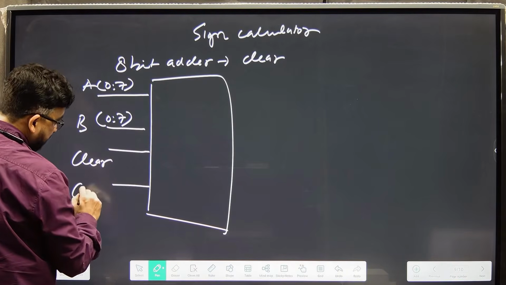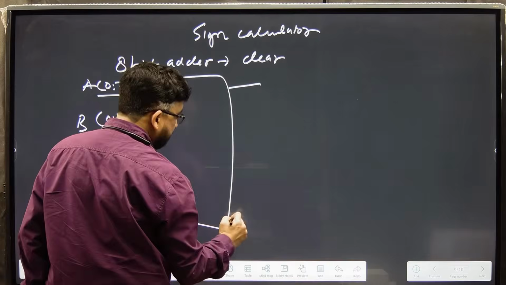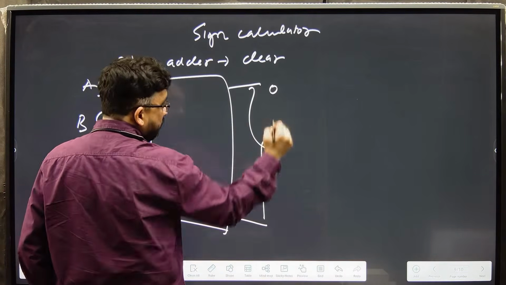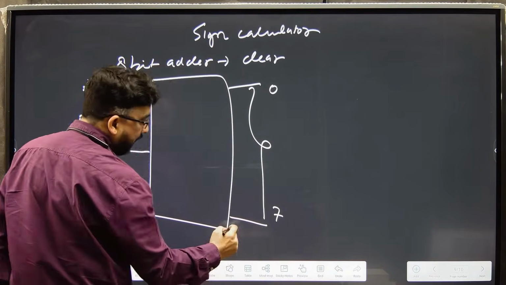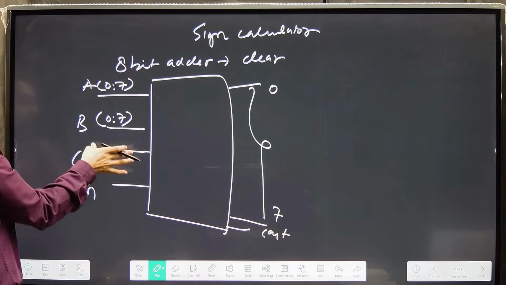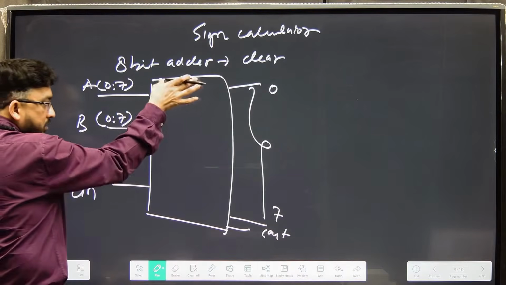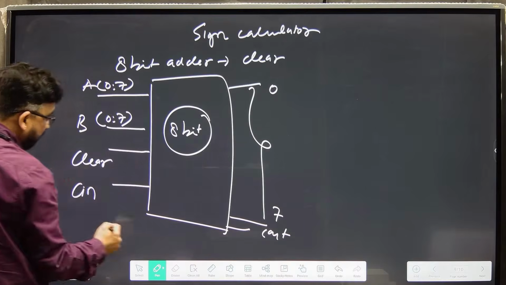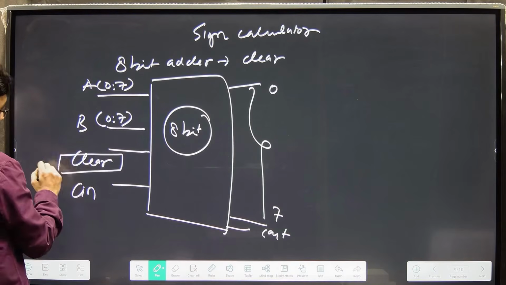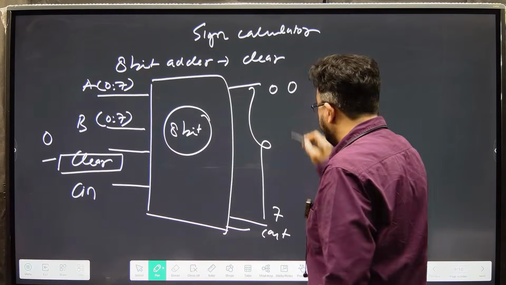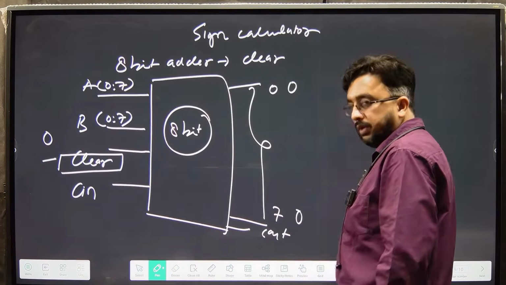And this is your scene. And you have a sum, 0 to 7. And last you have C out. So this is A7, B7, so this is your 8-bit adder. You need an 8-bit adder. So when you give a clear 0, you will not receive any output. The entire output will be 0, 0, 0, 0.